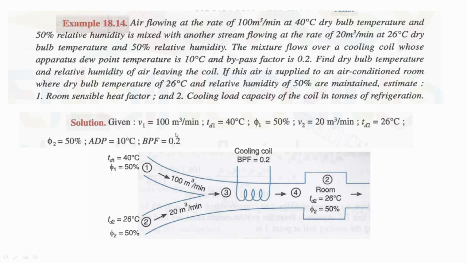So here given are the volume flow rates of both streams. V1 is 100 meter cube per minute, temperature is 40 degrees Celsius and relative humidity is 50%. The volume flow rate of the second stream is 20 meter cube per minute and the dry bulb temperature is 26 degrees Celsius. In the schematic we can see both streams mixing, and then the mixture passes through the cooling coil, which has a bypass factor of 0.2, and then is passed to the room, which is at 26 degrees Celsius.